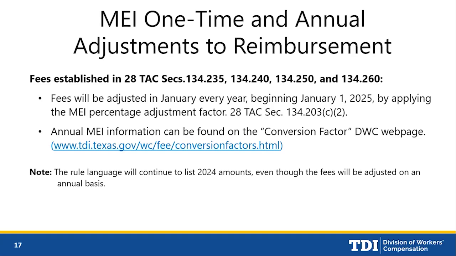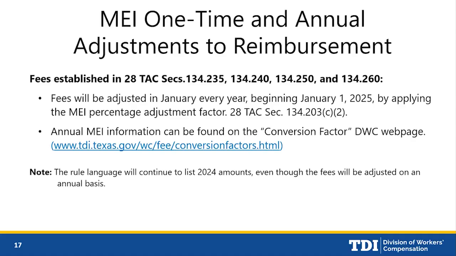So after 2024, those fees are going to be adjusted based on the MEI every year, and that happens in January. So the MEI, it's determined by the Center for Medicare and Medicaid Services on the price of the goods and services needed for you to operate your business. And you'll see in the note on this slide, if you look at the rule text, you're just going to see 2024 amounts in that rule. But just keep in mind, this has changed every year since 2024, and the division will continue to update these.